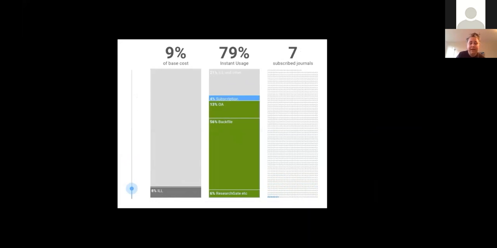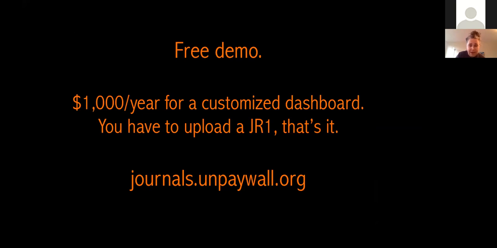Anyway, if you are interested, the URL at the bottom there is a free demo, as I said, based on real data from a real US university. And as a nonprofit, our goal is to get this tool to everybody. So we're doing a really low price point. It's just $1,000 a year per institution. And that is for all, you can analyze any publisher you want with any customized stats you want, and it's really easy to set up.